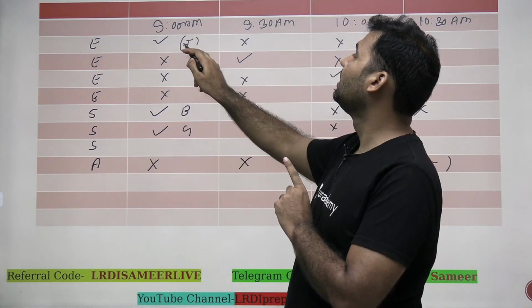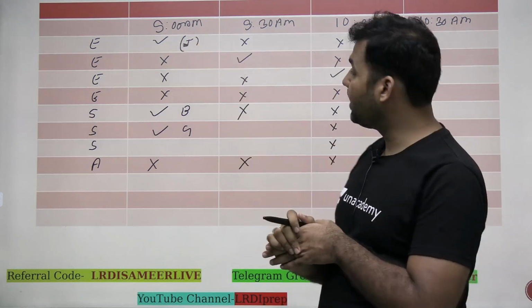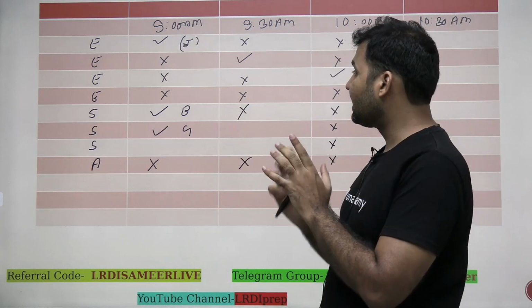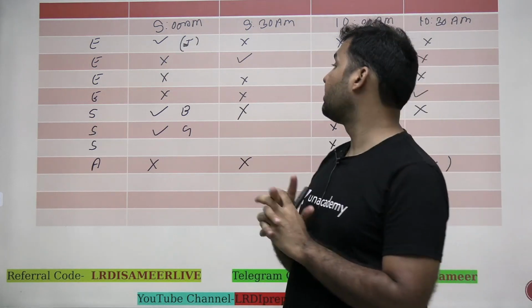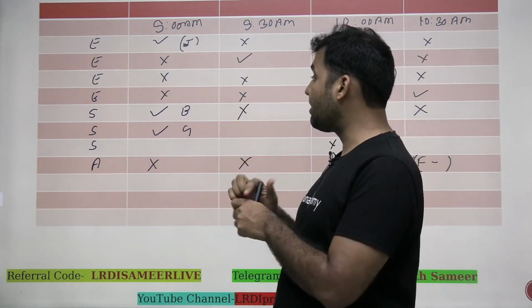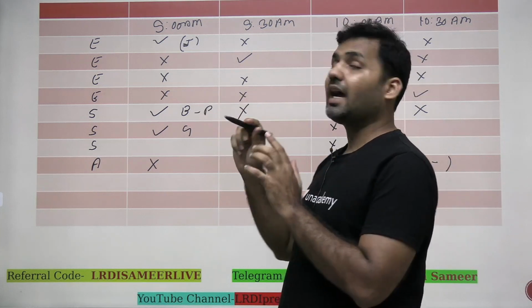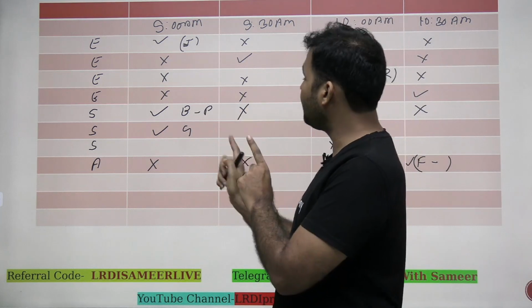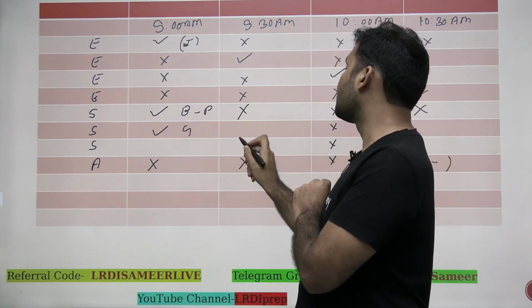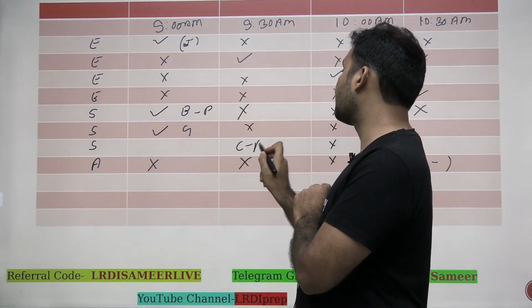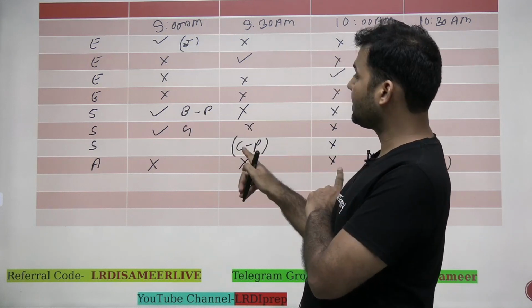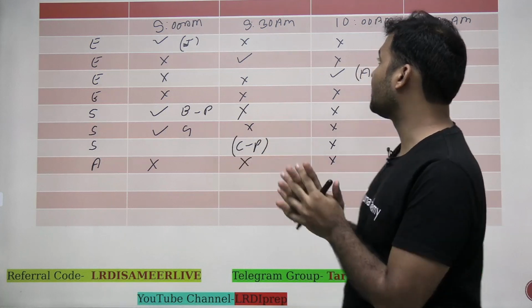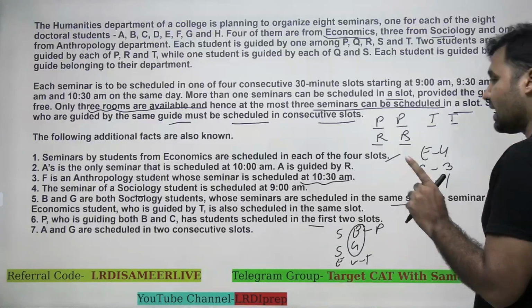This must be a lecture which must be guided by T. And then I also need to make sure that C is guided by P, and B is being guided by P, and P is guiding B and C both. C must be coming in the consecutive slot. So can I say that this must be of C and P, right? This must be the slot allotted to C, which is guided by P, because B and C are supposed to be together. Now, look at the next information.